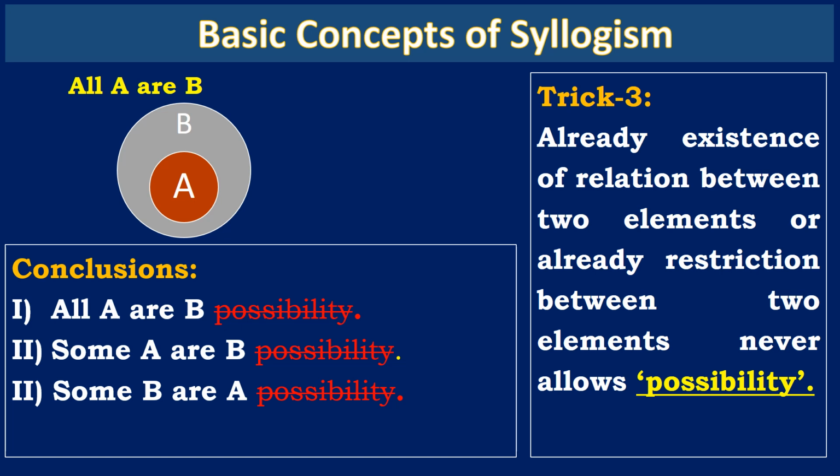Similarly, since it is already established that every A is B, the conclusion "some A or B possibility" is also not valid. If there is already a definite relationship or restriction between two elements in the given statements, then any possibility of those elements having a different relationship or no relationship at all is not valid. In such cases, any conclusion that talks about the possibility of the relationship between those elements would be incorrect. The conclusions should only be drawn based on the definite relationships that are already given in the statements.